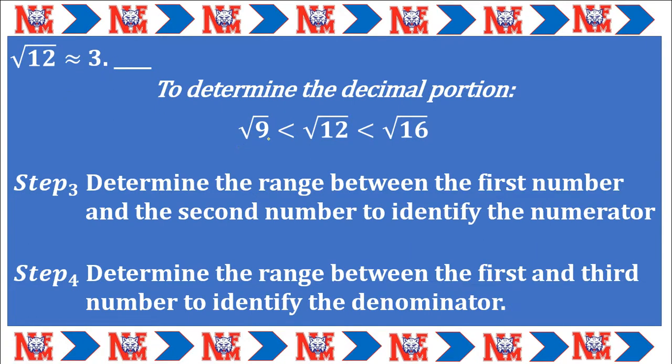So now we are going to determine the fraction part and then turn it into a decimal. So the first thing we're going to do is determine the range between the first and the second number. So between the square root of 9 and the square root of 12 is a change of 3. So here's our numerator. So we're going to have 3 for a whole number, and then 3 is our numerator. And then to get the denominator of our mixed fraction, from 9 to 16 is 7. So we have 3 3/7, but we want it as a decimal.